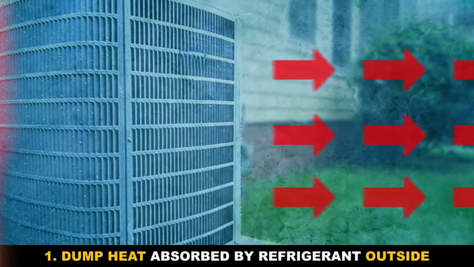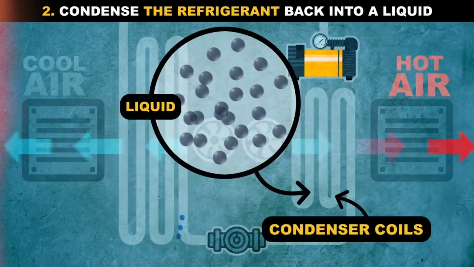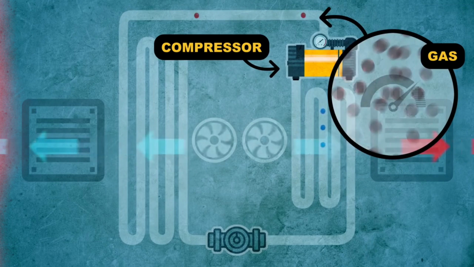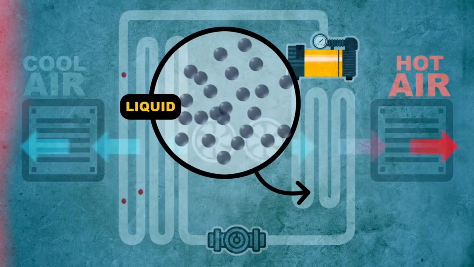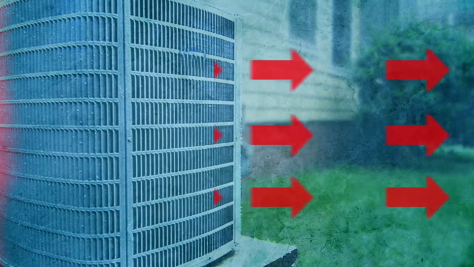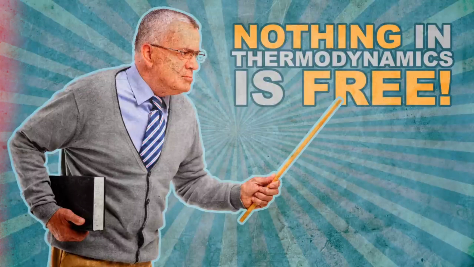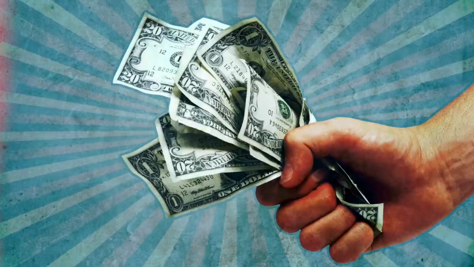So now your AC has to do two things. One, dump the heat absorbed by the refrigerant outside, and two, it has to condense the refrigerant back into a liquid so it can be used again. And to do those things, it uses a compressor to ramp up the pressure on the gaseous refrigerant, so much that it can condense into a liquid again, even though it's at the warmer outside temperature. As it condenses, the refrigerant loses heat to the air around it, which another fan blows outside where it's already all sticky anyway. Which is a neat trick, boiling something at a low temperature and then condensing it at a high one. Nothing in thermodynamics is free, and the compressor needs energy to do the work of compressing the refrigerant, which may explain your power bill in July.